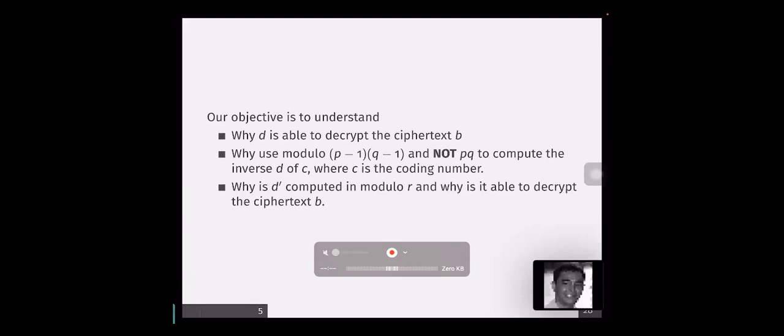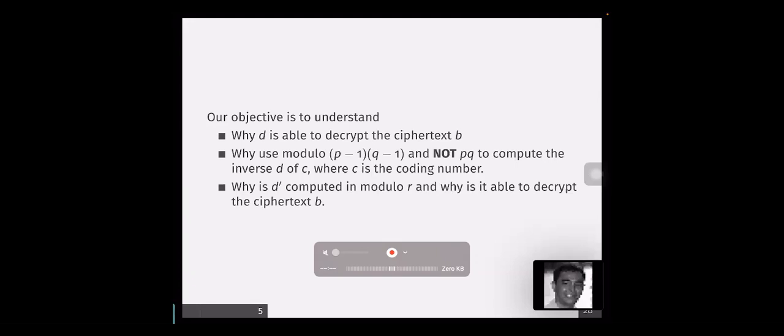B. Okay, D is the private key. So why is it that when we compute the private key, we use modulo P minus 1, Q minus 1, and not P times Q? Because P times Q is our N. That's why if you are given N, which is the modulo, and since N is a very big number, it is so hard for you to get P and Q.